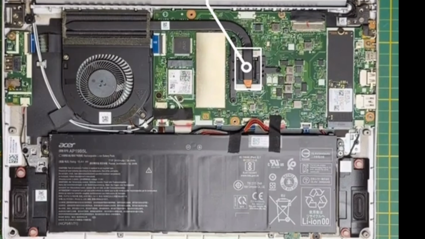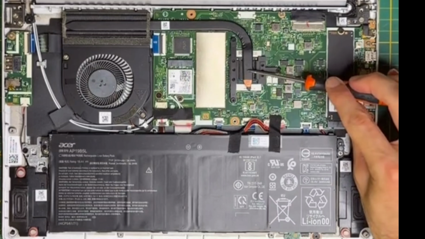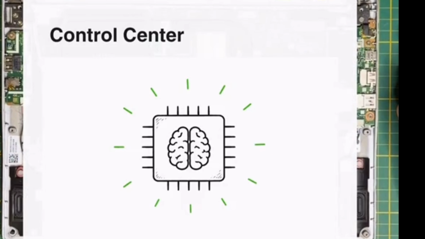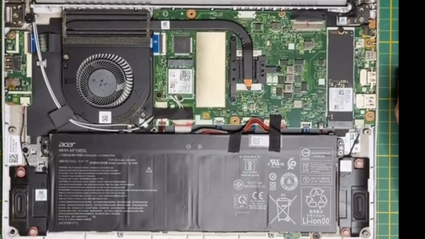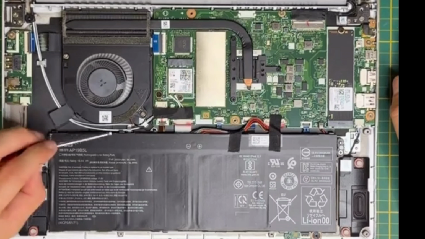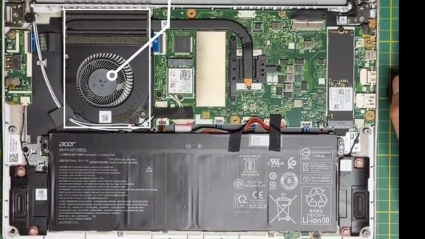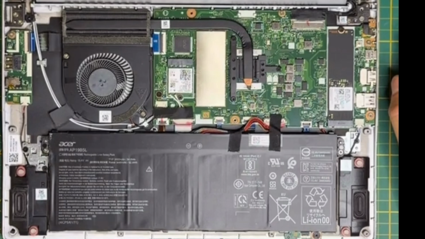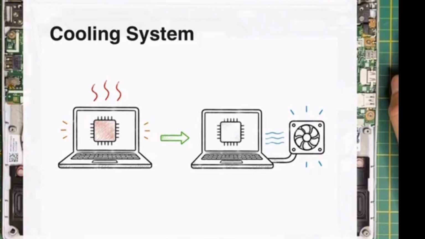Then we have the CPU, or Central Processing Unit. This is the brain of your computer. Every click, every app, every video, the CPU is processing all of it, performing billions of operations every second. But because it works so hard, it gets hot. That's why we have this cooling system. Think of it as the air conditioning of your laptop. It keeps the processor from overheating.